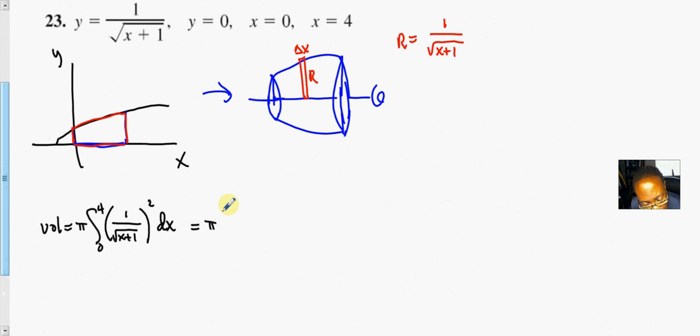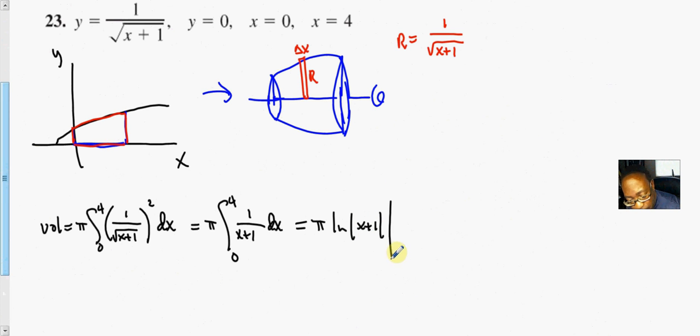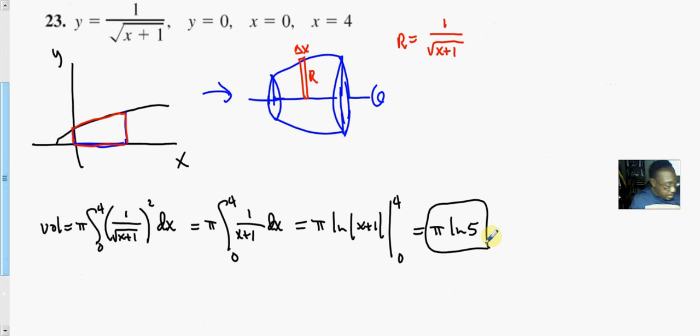So that helps us out. So we get the integral from 0 to 4 of just 1 over x plus 1 dx. So it gives us pi times the natural log of the absolute value of x plus 1. That's evaluated from 0 to 4. And so here we have pi times the natural log of 5 minus pi times the natural log of 1, which is just 0. So this is it.